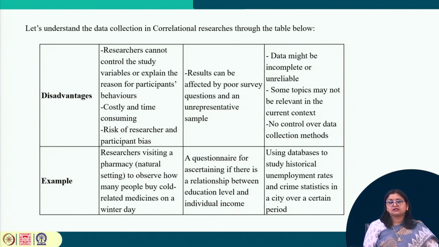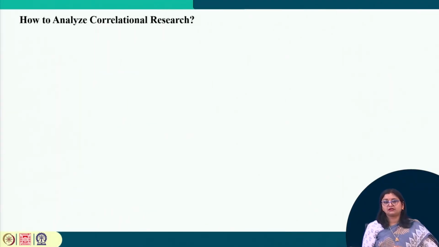For example, in a natural setting, the researcher visits a pharmacy to observe how many people buy cold related medicine on a winter day. In a survey method, a questionnaire or scale can ascertain if there is a relationship between educational level and individual income. You can go for that. Using a database to study the historical unemployment rates and crime statistics in a city over a certain period of time, this data can be gathered with the help of an archival database.